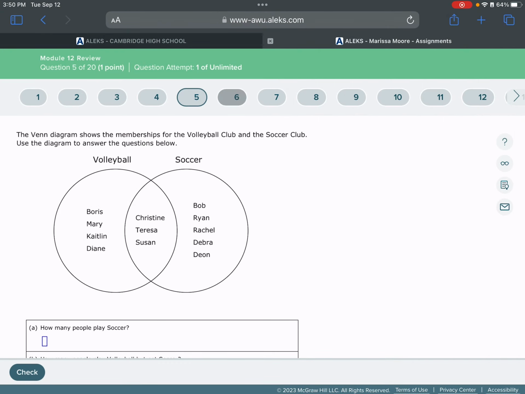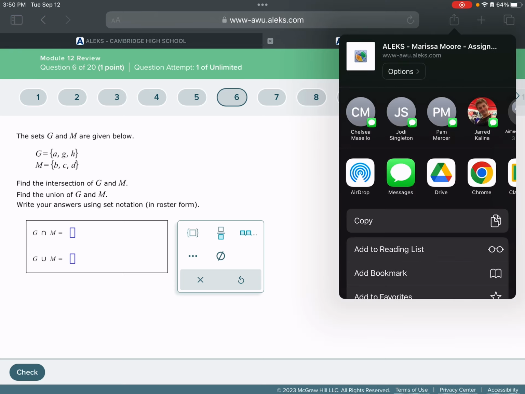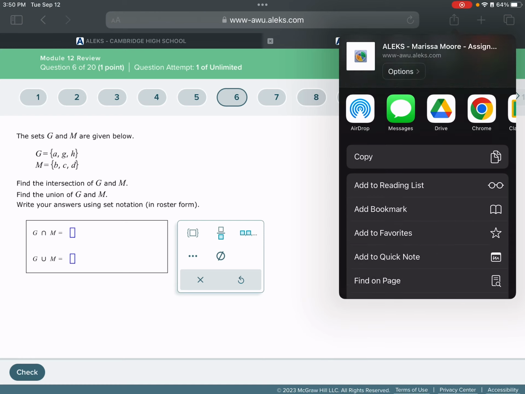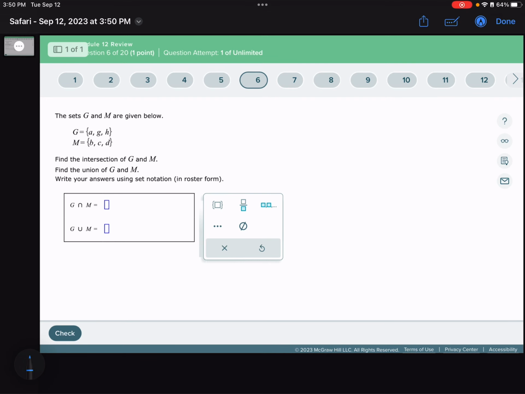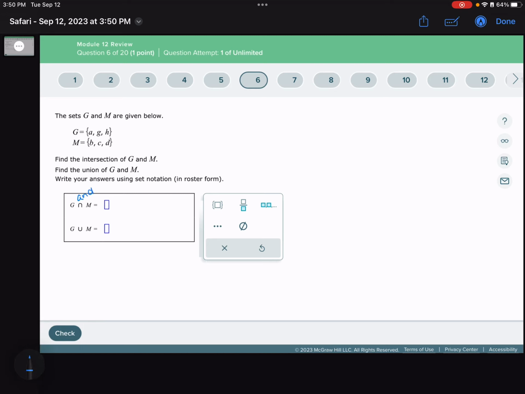Question number 6. All right, our upside down U, or the large lowercase n, stands for and. That's what overlaps. So what is in G and M? In my particular case, I don't have anything, so I'm going to use the symbol here because there's nothing in both of the sets, G and M, that are in both.